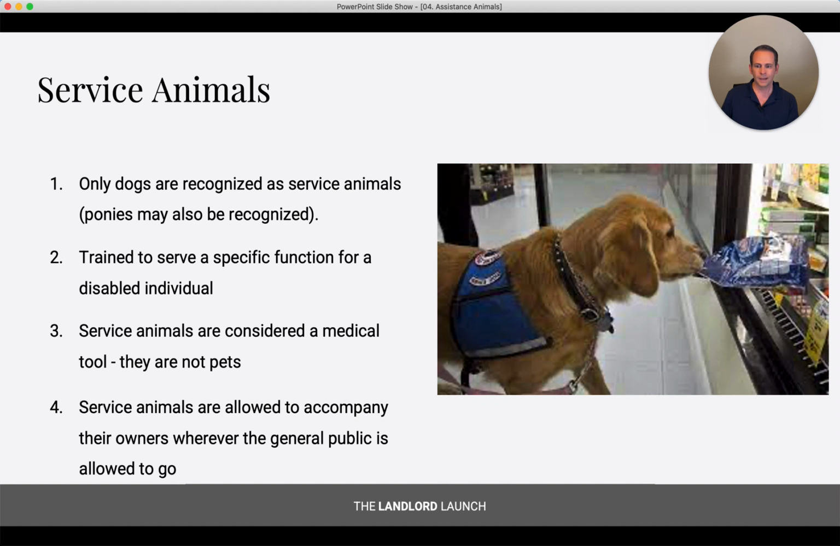Service animals are not pets. They can't be considered pets. They are a medical tool that is trained and prescribed to help that person live and work with their disability and live a more normal life. The thing about service animals that's unique, especially compared to therapy animals and emotional support animals, is that they're allowed to go wherever their owners can go. If it's any public place or anywhere that owner has access to, that animal must be allowed to go in: restaurants, airports, airlines, trains, grocery stores, banks, federal buildings, whatever it is.